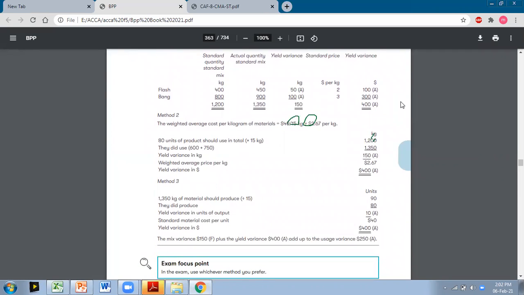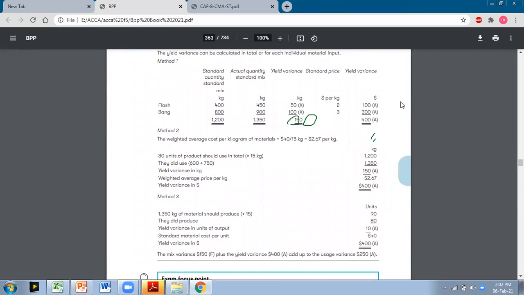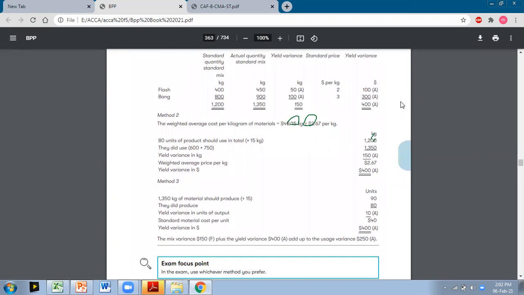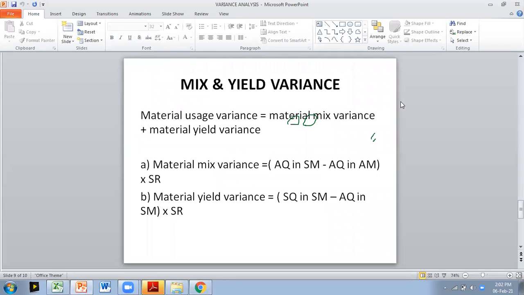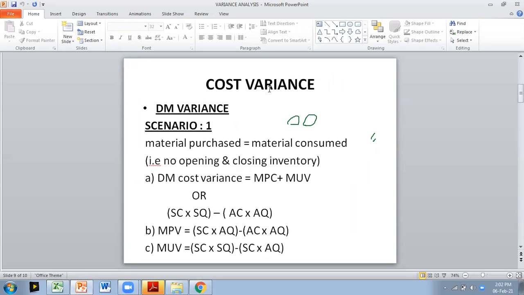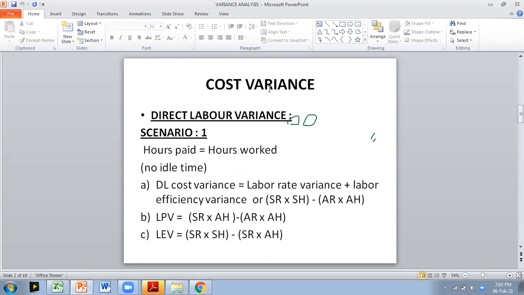You have to calculate the yield variance yourselves. And there are different methods given. You don't have to focus on anything except what we have done, right? When you add material mix variance and material yield variance, they will give you material usage variance. So if the examiner specifies that you have to calculate the usage variance with the mix and yield variance, or when there are two products, two raw materials given, then you have to apply the formula for mix and yield variance. Otherwise, you can use this formula also if the examiner has not specified, right?